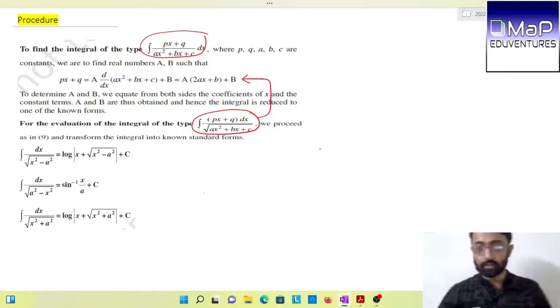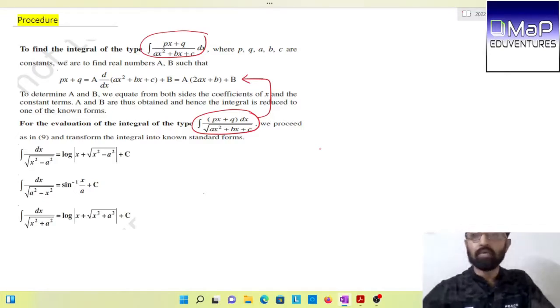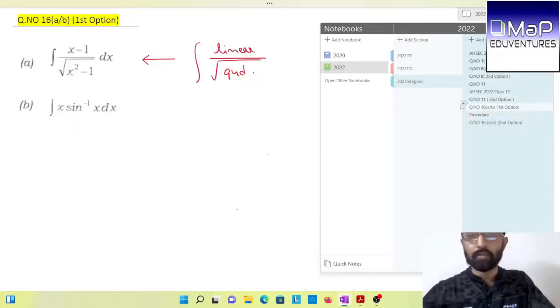But there is a catch. Here we have to know something before going ahead.